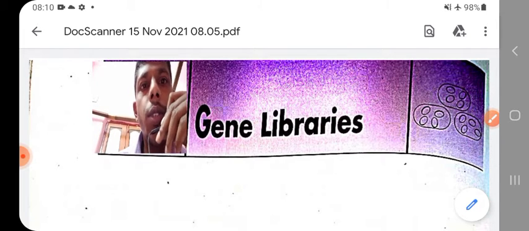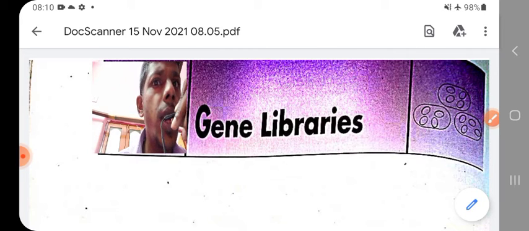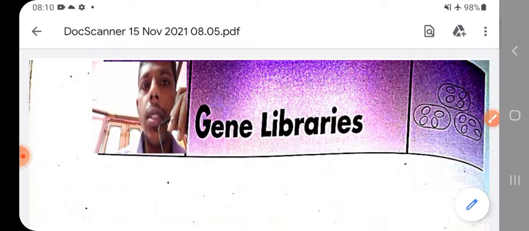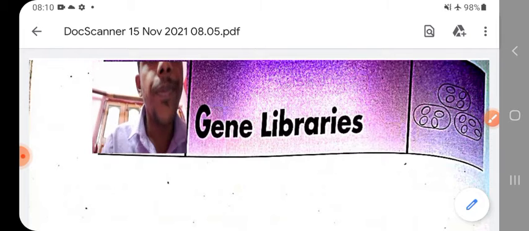Today, I am going to discuss gene libraries and the other parts given in your syllabus: what are the screening strategies for identification of our desired DNA, our desired protein product. So let's get started now.